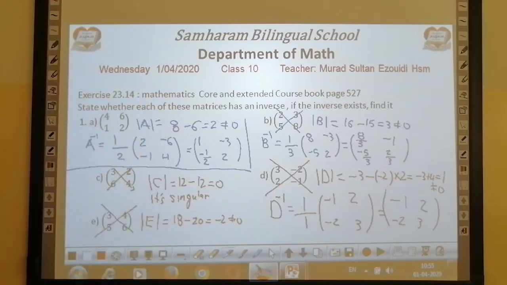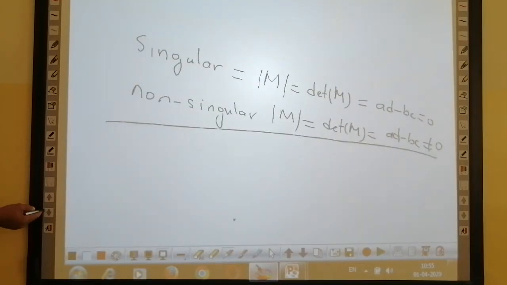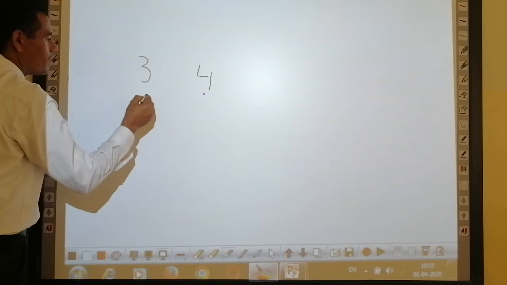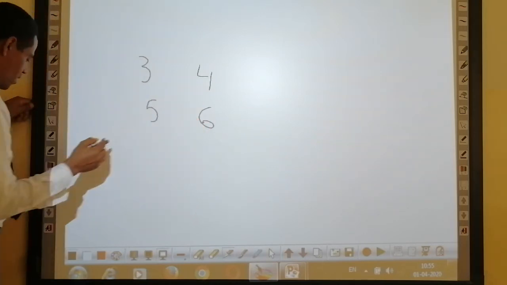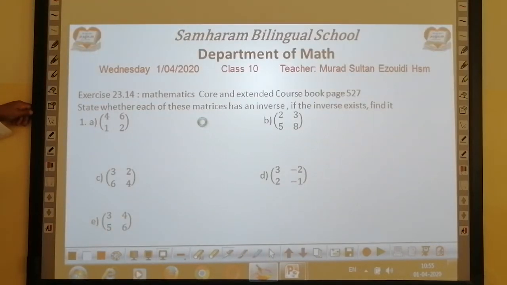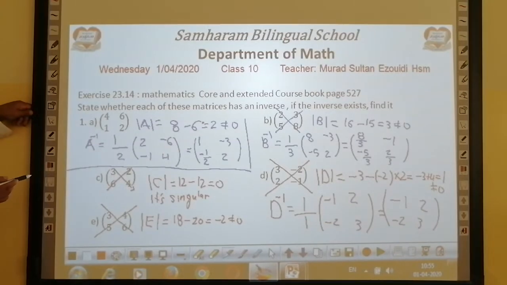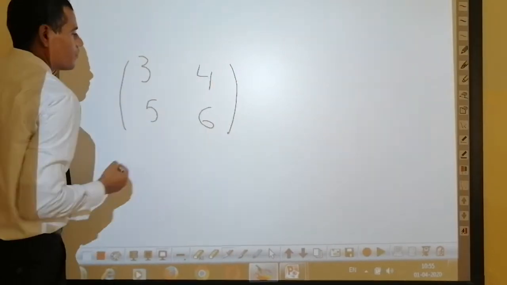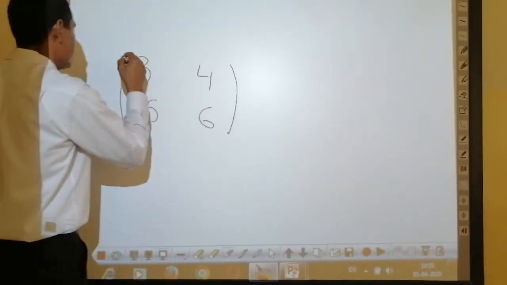Okay? So where to write it? I will write here, my kids. So it is 3, 4, 5, 6. Just for a moment, I will check. 3, 4, 5, 6. Okay. So we said that the determinant is what? This is E.